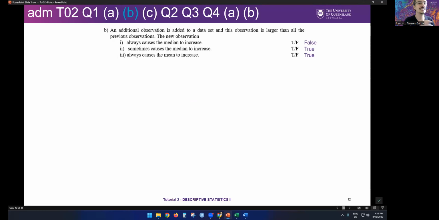So the first one, what's going on there? It depends on how many observations we have. Sometimes, for example, if the 2 observations in the middle are the same value and we had an even number, so 4 or 6 or 8, then we add another observation. First, our median was in the middle. Now it becomes one of them, but the middle of 2 equal numbers is the same number. So it's just moving from here to here, and the median is the same. So sometimes it might not. That's why sometimes it causes the median to increase, but sometimes not.